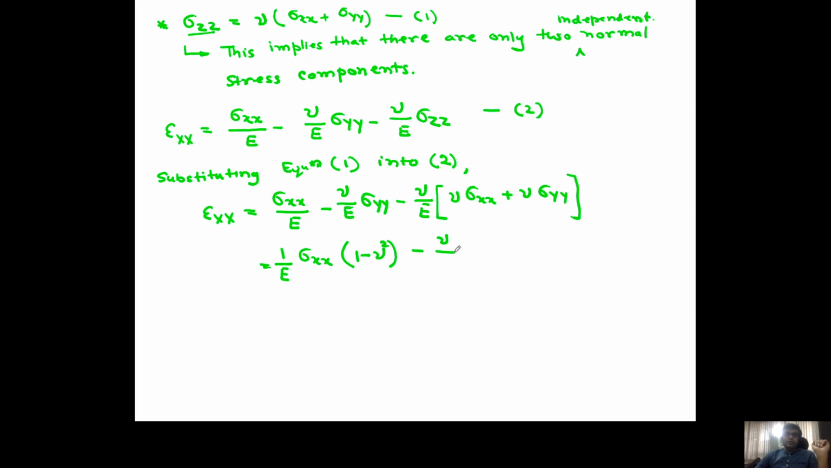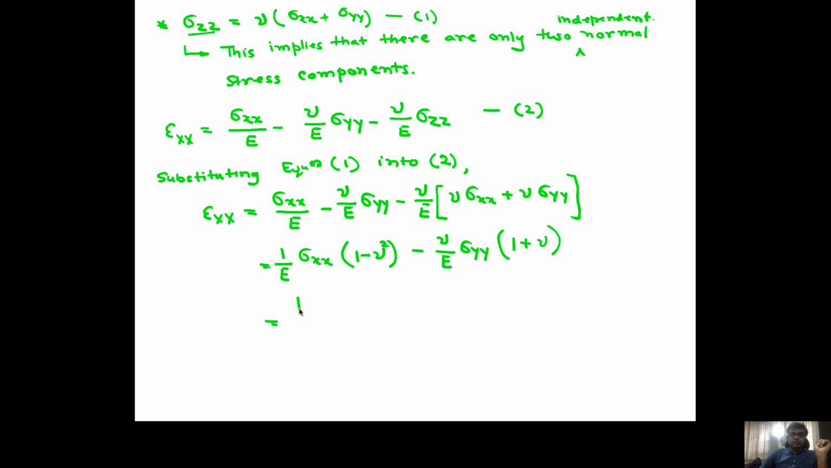And in the second term, what we have is minus nu by E sigma yy. That is what I'm taking as common. And then inside, I will have 1 plus nu. Right? Now, this 1 minus nu square, I can write it as 1 plus nu times 1 minus nu, and 1 plus nu can come outside.